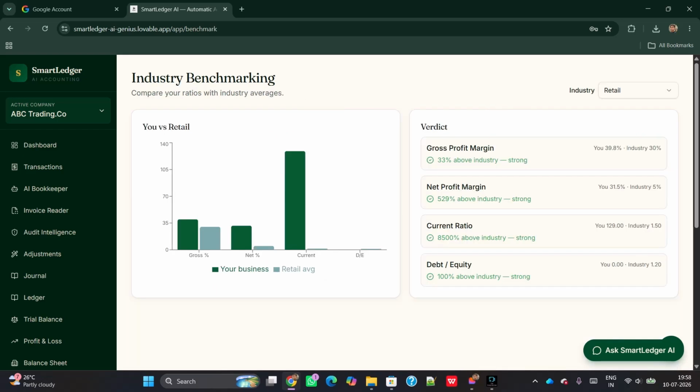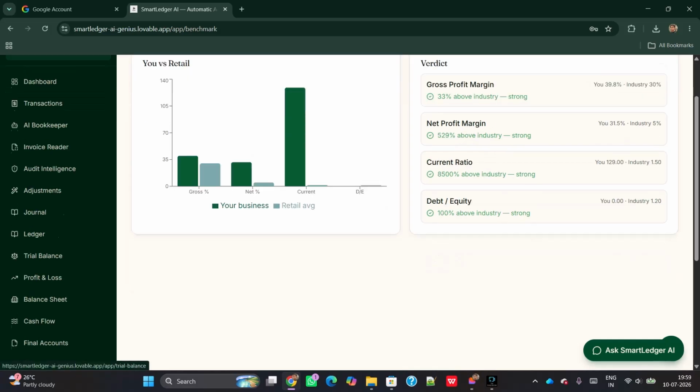Coming to the next feature, that is benchmarking. Benchmarking is generally the option which is provided by Smart Ledger AI, which compares your business with the average business in the society. So how much gross profit should an average retailer have, and how much gross profit does your business have. It provides all the ratios in a graphical format, which helps the business to know their business standing among other average retailers.